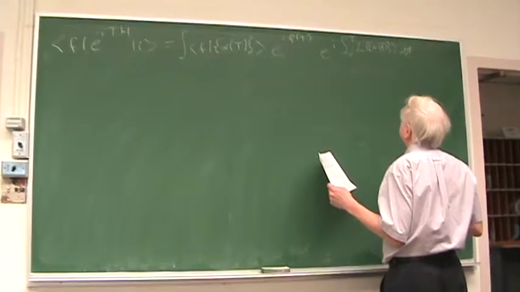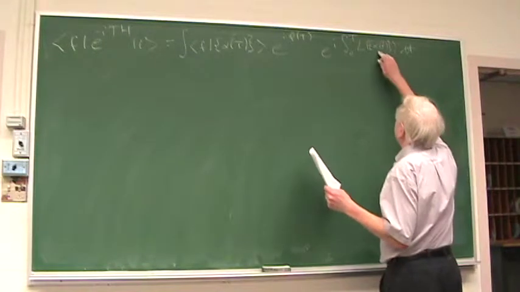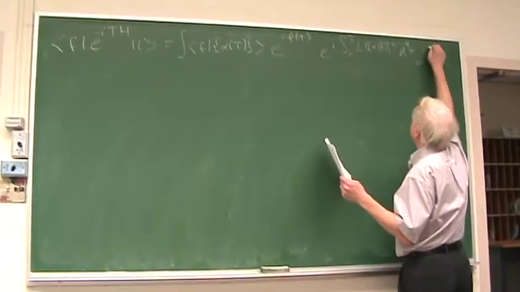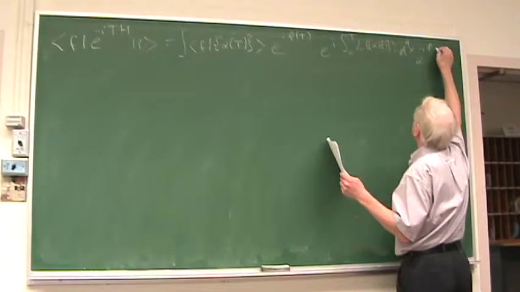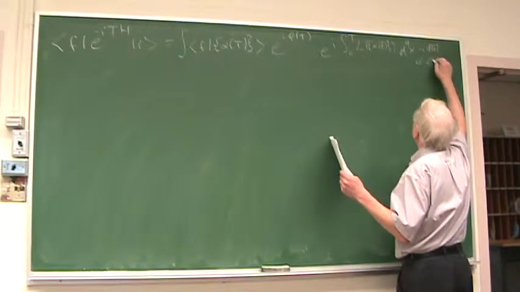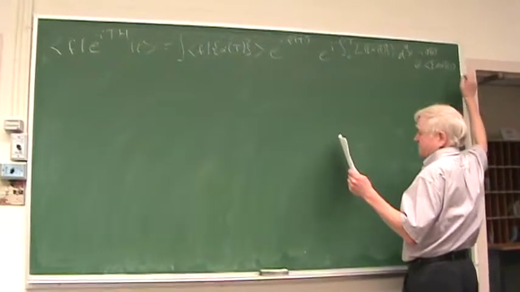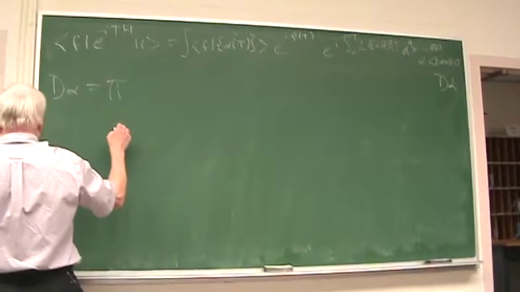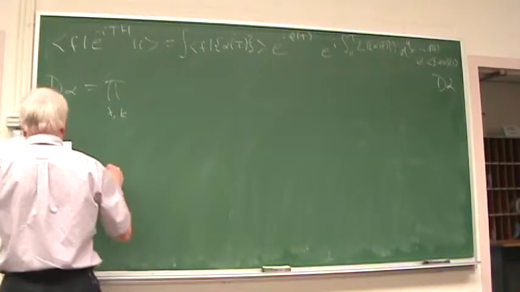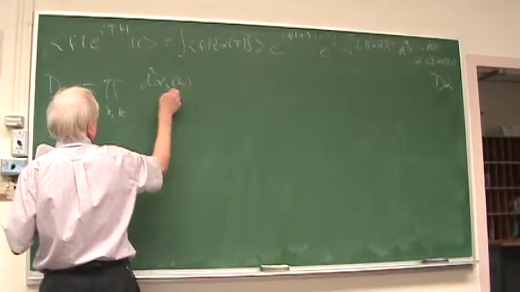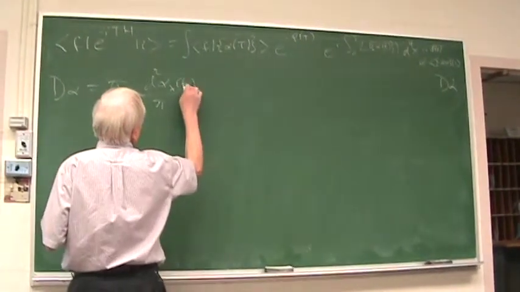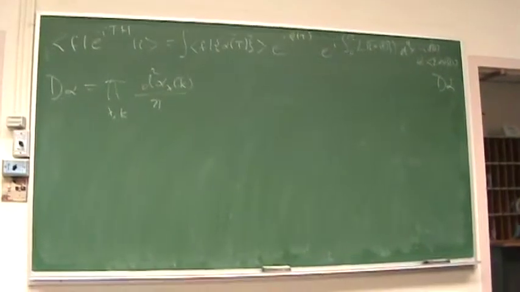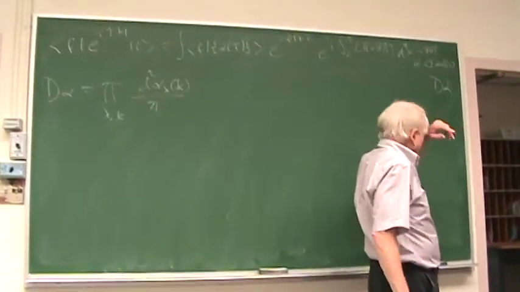and in fact, because this is of all the alphas, this would really be a d4 of x. And then e to the minus i phi of 0, and then alpha of 0, the initial state. And then d alpha, and this d alpha would be a product over lambda and k of d2 alpha lambda of k over pi. Now, this k is a 4 vector, because you have to integrate not only over all the modes, but over all the time slices.